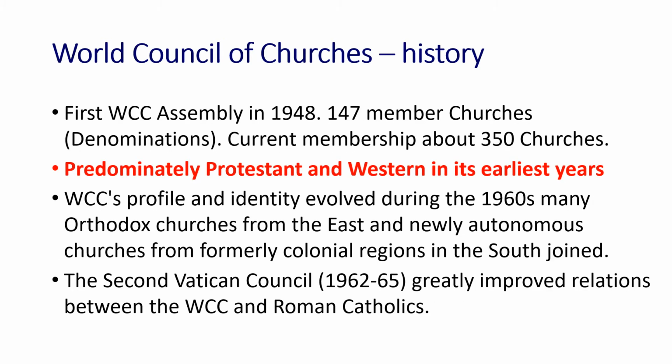Looking then at history, at the first World Council of Churches Assembly in 1948, there were 147 member churches. Don't forget this is denominations that we're talking about here. Current membership is about 350. Now, incredibly important, and we'll keep coming back to this, and this is a key issue as we explore the success or otherwise of the World Council of Churches, is the second point. It was predominantly Protestant and Western in its earliest years.